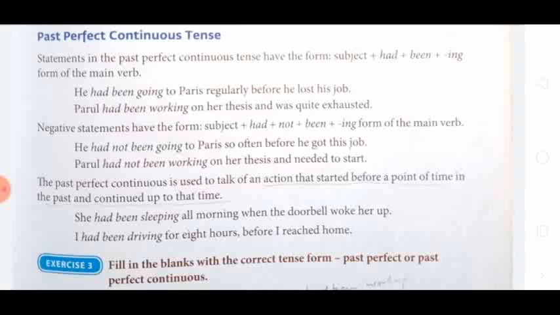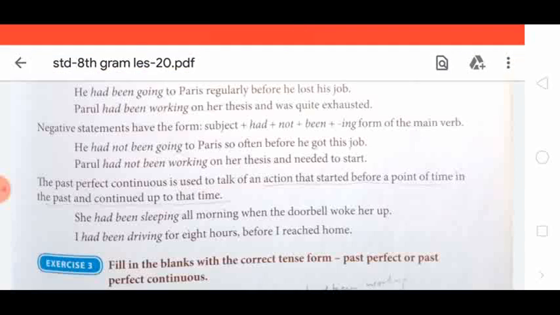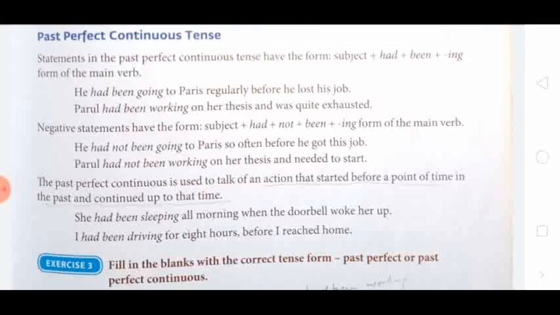Negative: we add not to had. Now be very careful. For the negative, not only are we going to add not, their form is given to you: subject plus had plus not plus been plus ing form of the main verb.